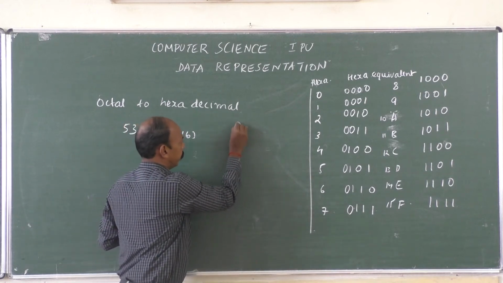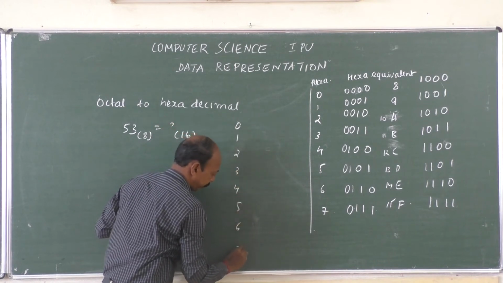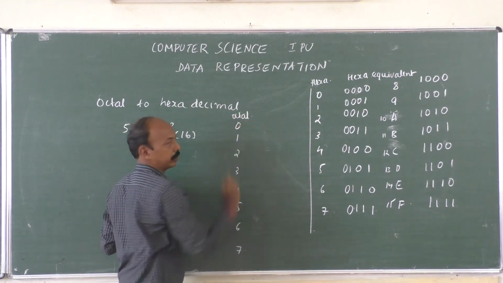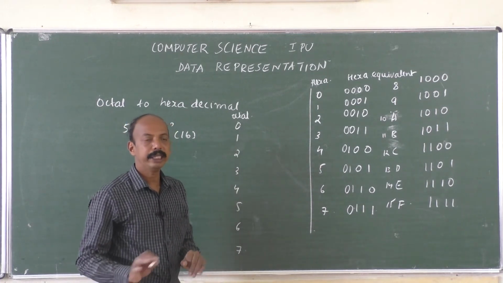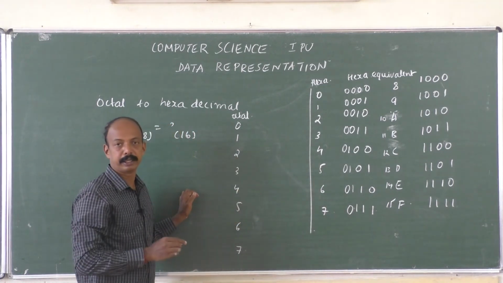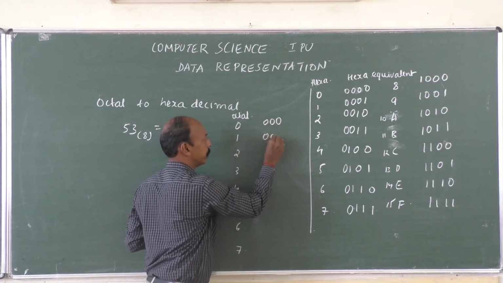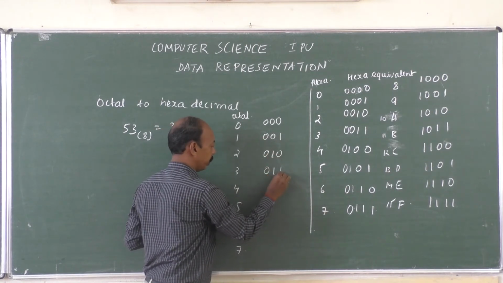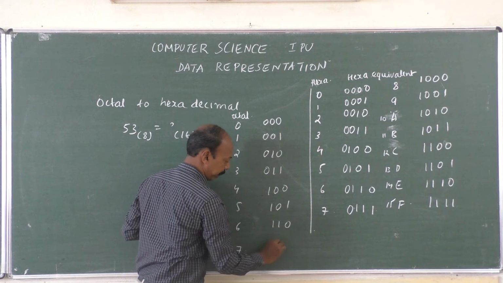Similarly, here we shall write for our reference 0, 1, 2, 3, 4, 5, 6 and 7. What are these? These are octal numbers. Then octal equivalents in binary we shall write. How many bits do we need? Only 3 bits. So every symbol has to be written with respect to 3 bits. 0, how many bits? 3. So 000, 001, 010, 011, 100, 101, 110, and 111.